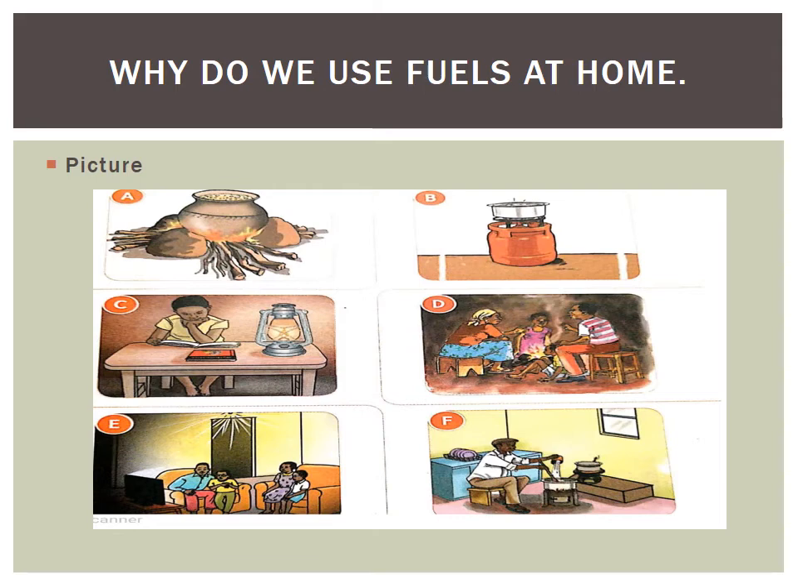Then picture F, we have someone cooking. So the person there is cooking, and if you look at him, he is using jiko, 2 jikos. One is used there and another one is also there. So the fuel which is used there is charcoal, and the charcoal is used to provide heat, which is used in cooking.